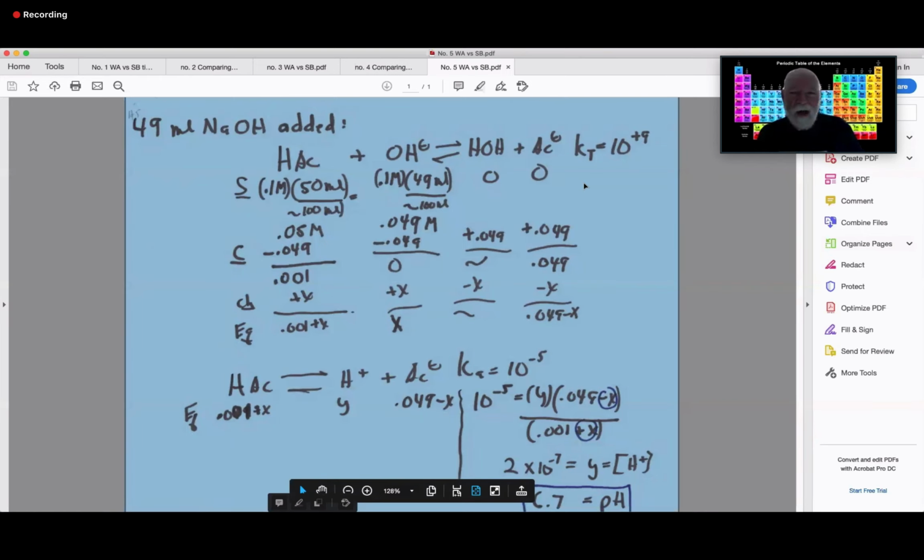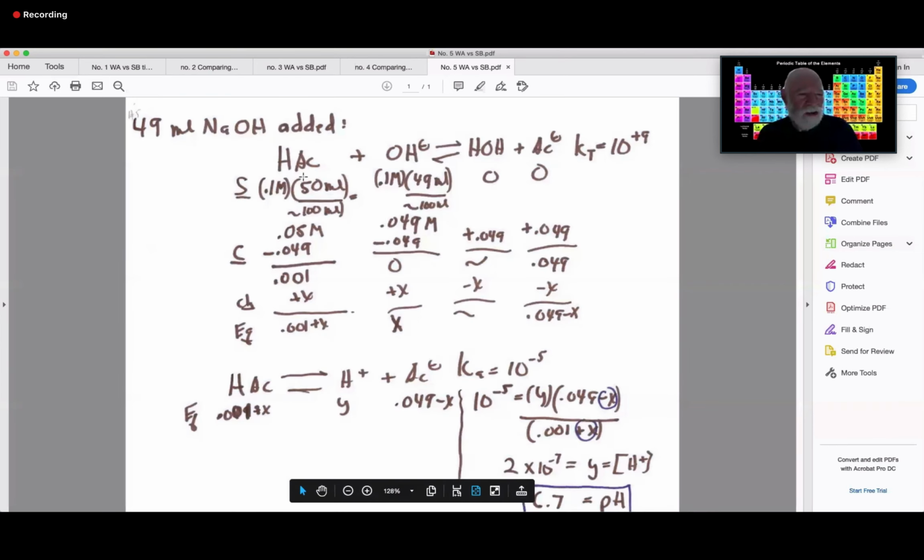Okay, so now I'm going to go to the endpoint. So we're going to go a little bit before the endpoint. We're just going to add 49 milliliters of the sodium hydroxide. Okay, so you've kind of seen this math before. You start with the titration reaction. We need its K, which is 10 to the 9th. And we're starting with 0.1 molar acetic acid, always 50 milliliters of it. But now Berg wants you to take 0.1 molar sodium hydroxide and add 49 milliliters of it.